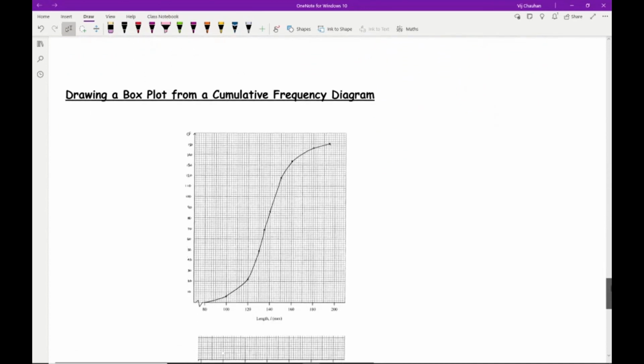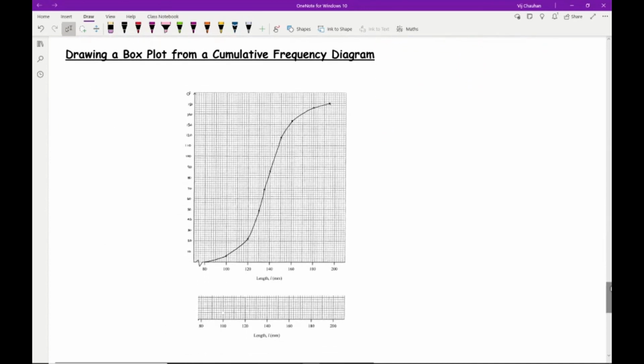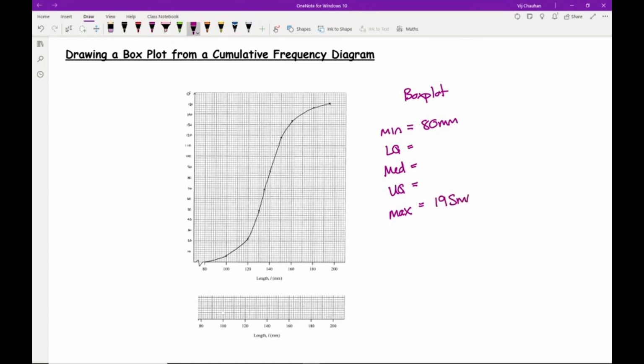The next thing you could get asked at a high level is to draw a box plot from a cumulative frequency diagram. If you remember from the previous video, in order to draw a box plot you need 5 bits of information. You need to know the minimum value, the lower quartile, the median value, the upper quartile, and the maximum value. Now from the question above, I know that the minimum value was 80 millimeters, and the longest leaf was 195 millimeters.